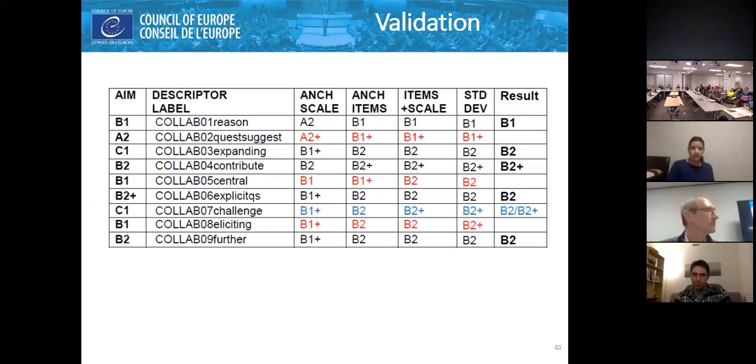Why it was a problem is that the aim was A2, and you never had A2. That's right. The original aim was A2, and it was coming out as B1 plus. So there's something wrong here. Yes, of course, it was supposed to also relate to the original intention.